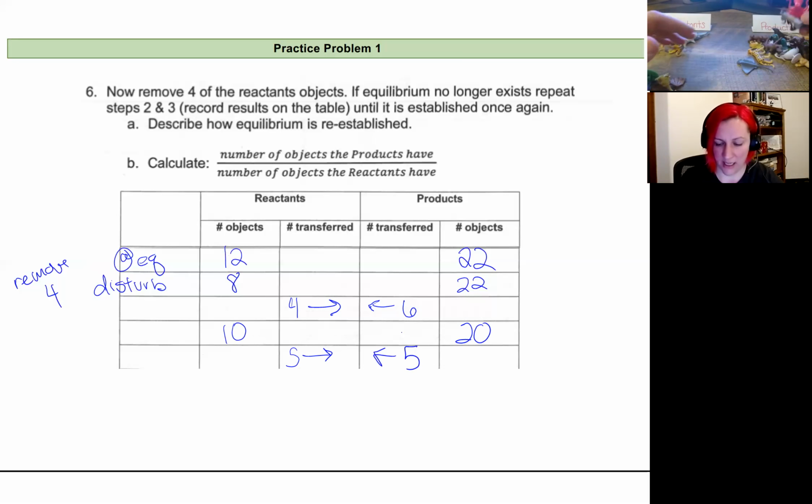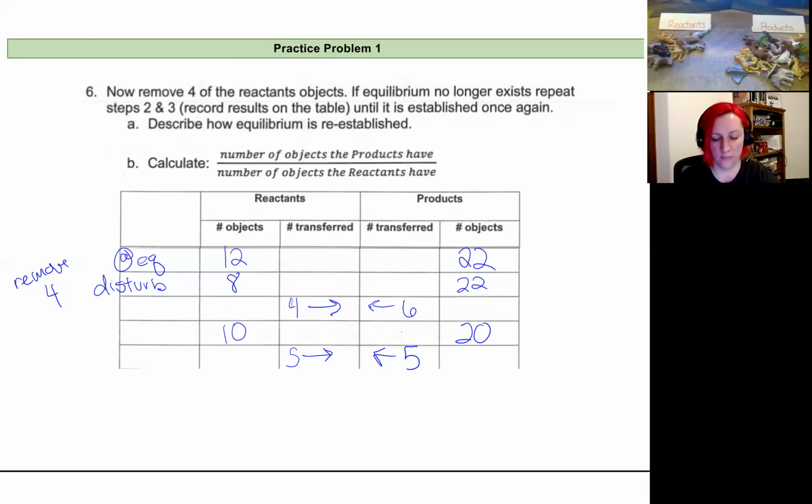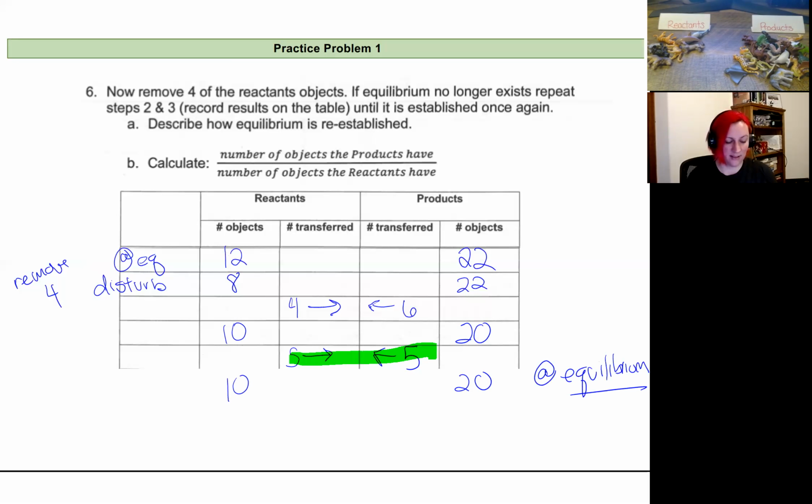You can probably guess. All right, so I've got 5 of each, and I transfer them, and I count them up. I count up my piles, and I'm transferring the same number back and forth, right? So I'll have 10 and I'll have 20. Again, I'm at equilibrium. And that's because my rate of transfer, the amount going back and forth, is the same.